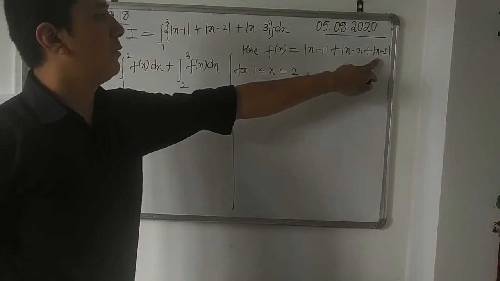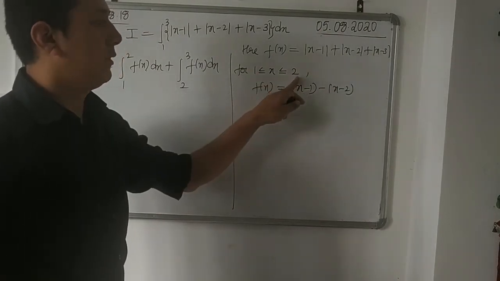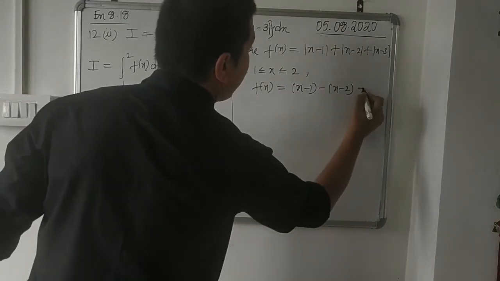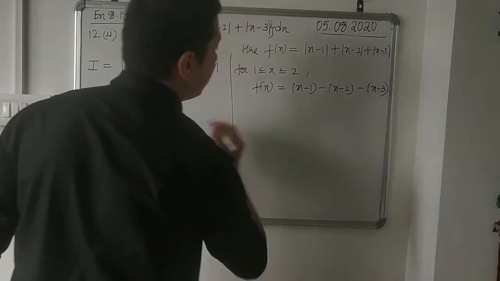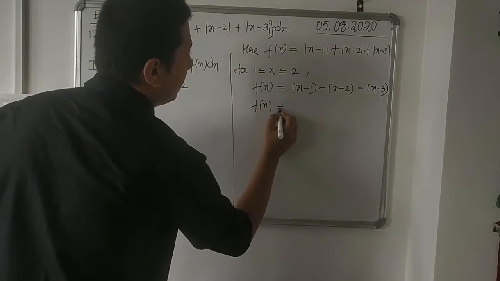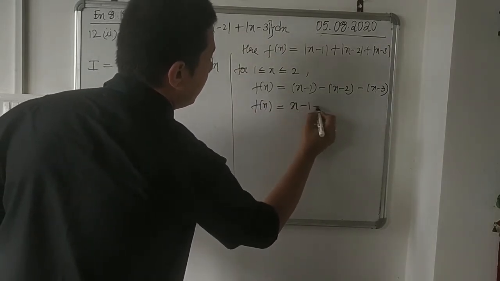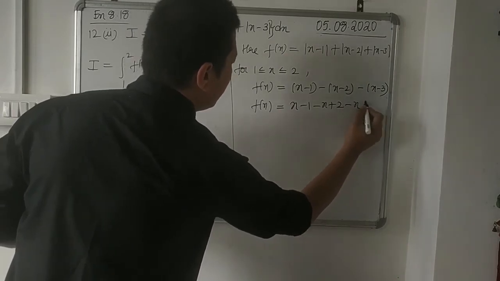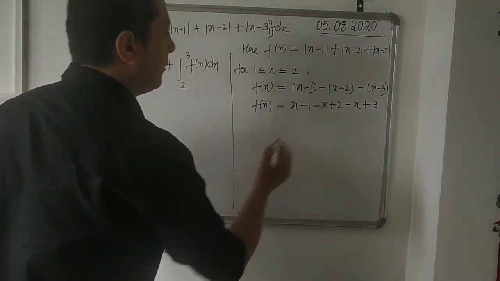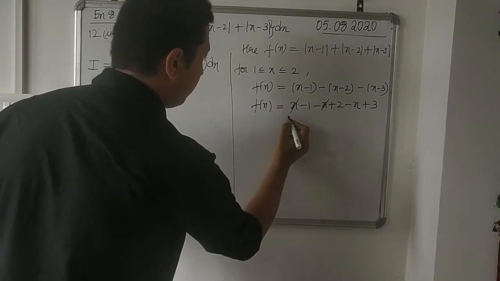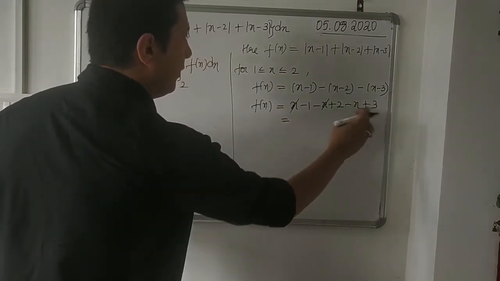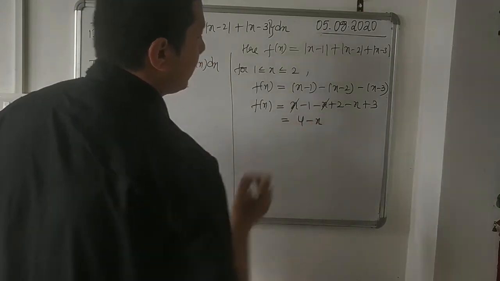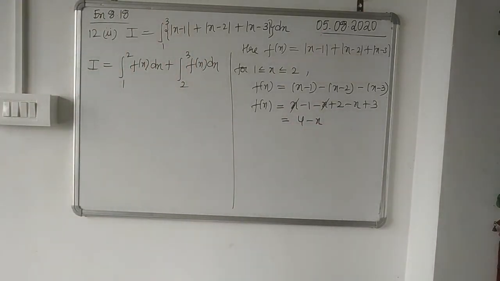Similarly, if I put x equals 1 or even x equals 2 here, both values will be negative, so hence the value for the modulus will be minus of (x minus 3). Therefore, if I simplify it, you will get (x minus 1) minus (x minus 2) minus (x minus 3), right? So plus x minus x gets cancelled out. I'll be getting 5 minus 1 is 4, 4 minus x. So this is the value of f(x) in the range 1 to 2.